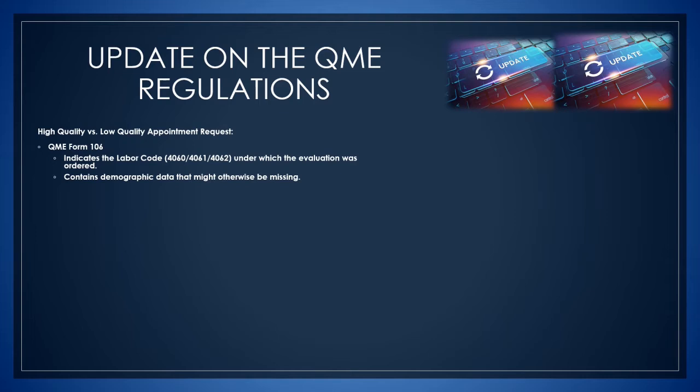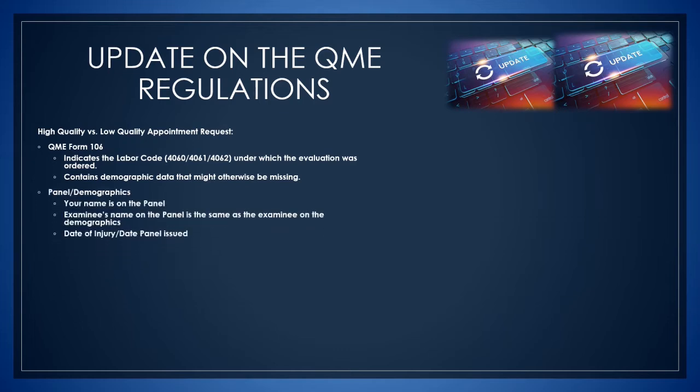Number one, you're going to ask that they send you a copy of QME Form 106. Now, we've talked about this in other discussions, but QME Form 106 contains valuable information for you that will help you expedite the preparation not only of the appointment itself, the administrative preparation of the appointment, but also it'll help you expedite the preparation of your evaluation, meaning your face-to-face evaluation and your report writing process on the evaluation. It will tremendously help you expedite and streamline those sequences of events. Next, you're going to ask for a copy of the panel and a copy of the demographics.